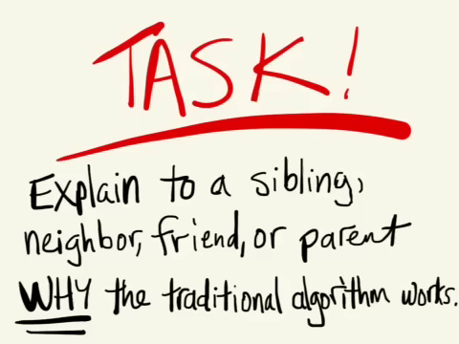Your only task for tonight, and this is very different, is explain to a sibling, neighbor, friend, or parent why the traditional algorithm works. That's all you've got to do. And then have them sign your notes. So that will be proof that you explained it to them.